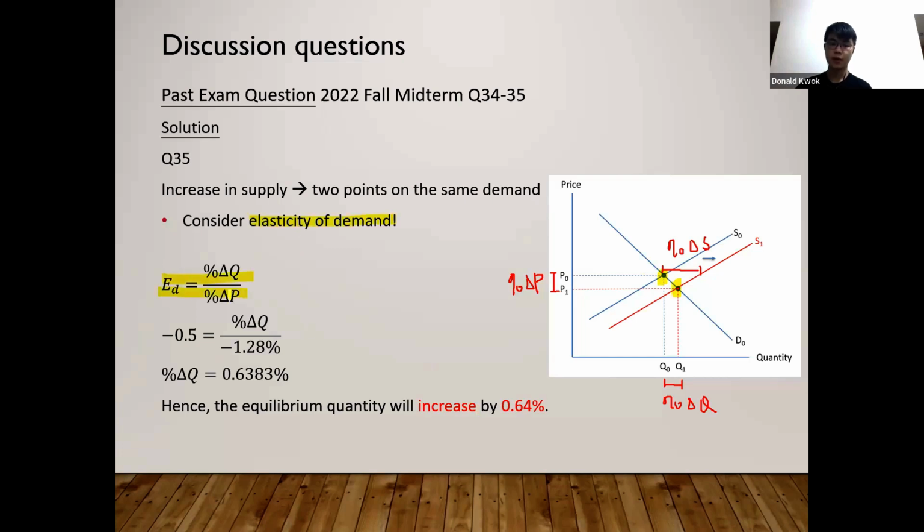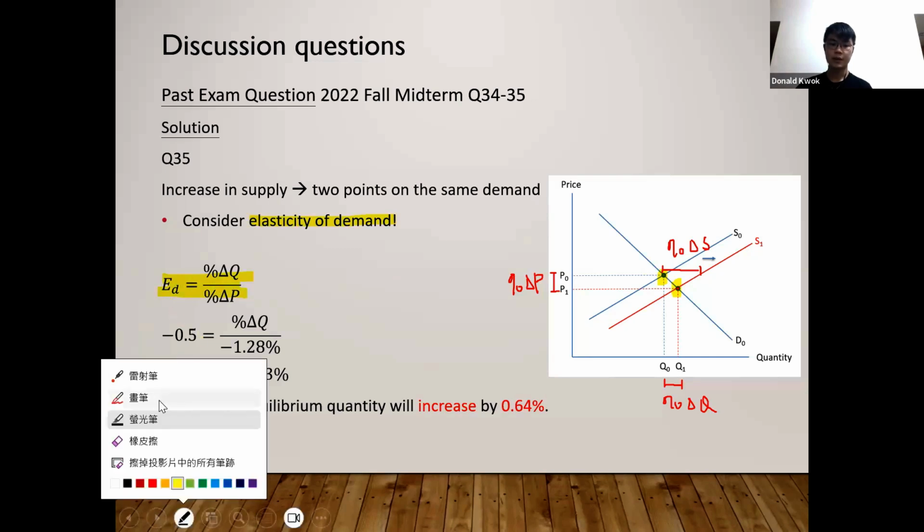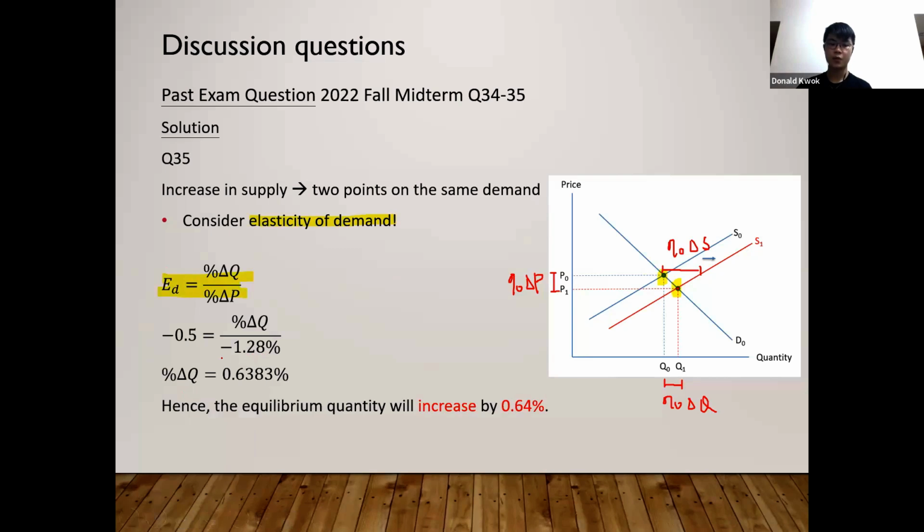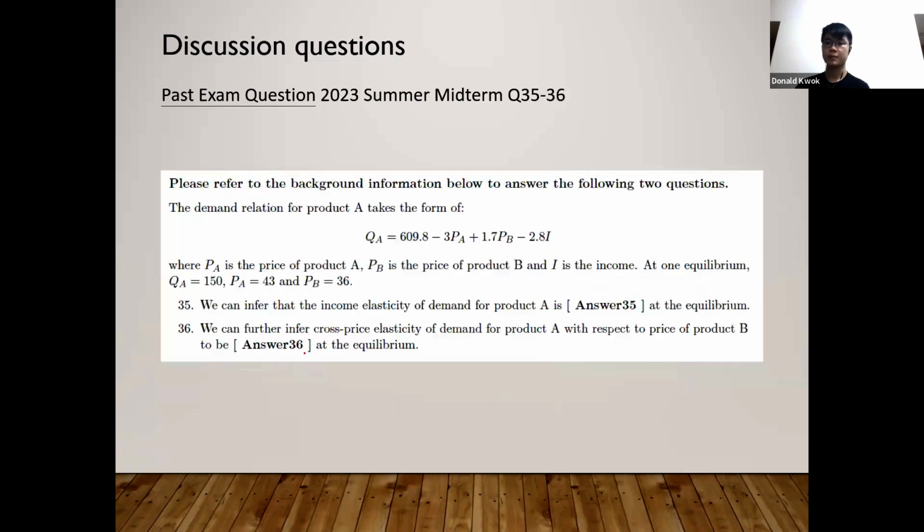So referring to the formula of elasticity of demand here, we have the value of ED to be negative 0.5 directly given in the question, while for percentage change in price, it would be negative 1.28 that we have just found in question 34. All right, so the only unknown in this equation is the percentage change in quantity that we are looking for. And solving this, we find that the percentage change in quantity is 0.64. Okay, the equilibrium quantity will increase by 0.64%. All right, so hope you understand this, and we'll move on to the next problem, the last one in this tutorial.